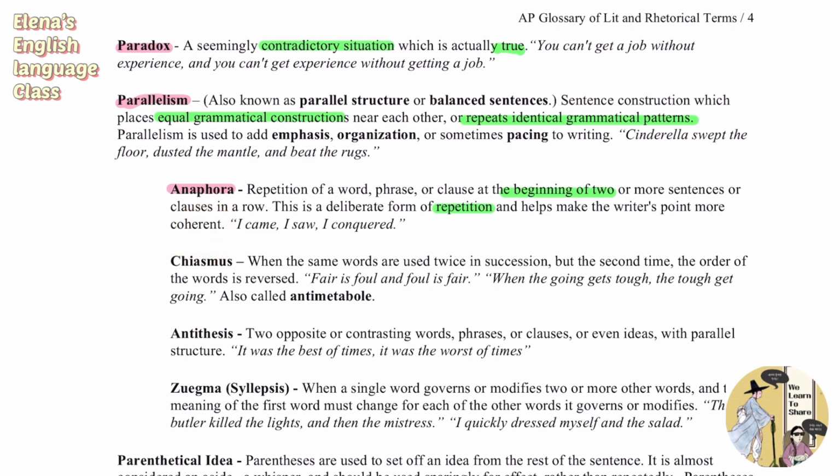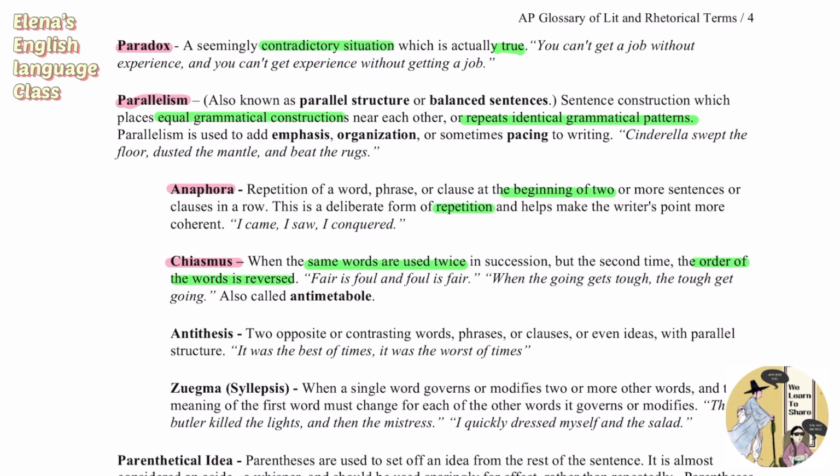And then the second type of parallelism is chiasmus, which is when the same words are used twice in succession, but the second time the order of the words is reversed. So for example, fair is foul and foul is fair. You can see that foul is used twice, right? And also fair is written twice.